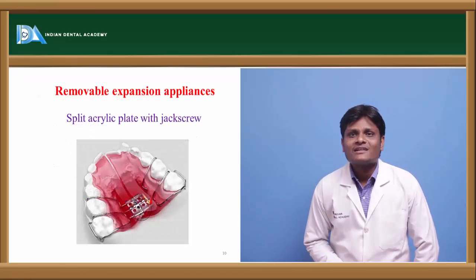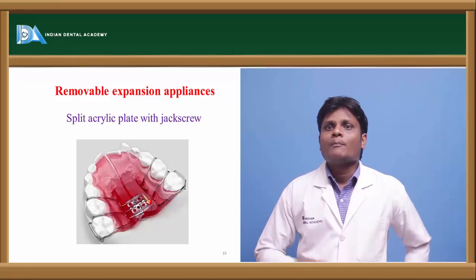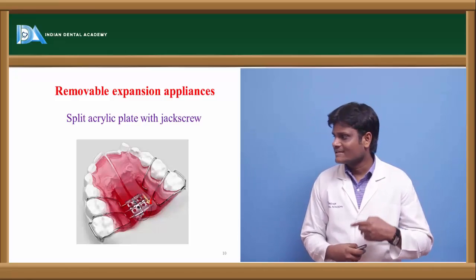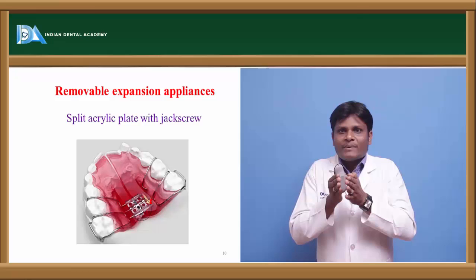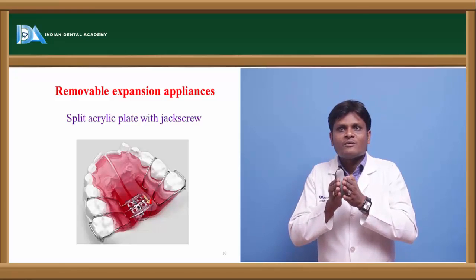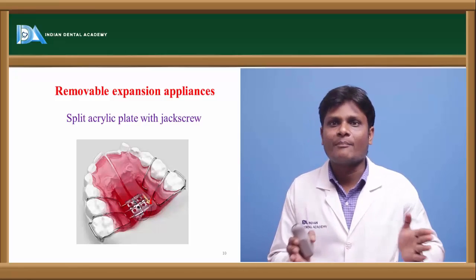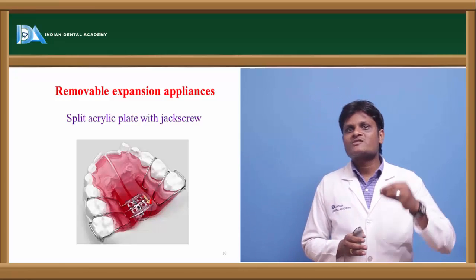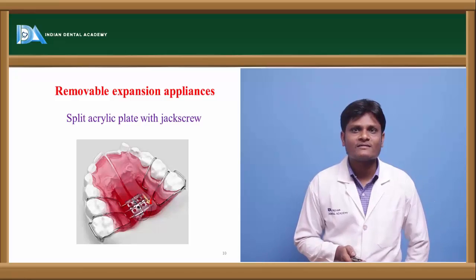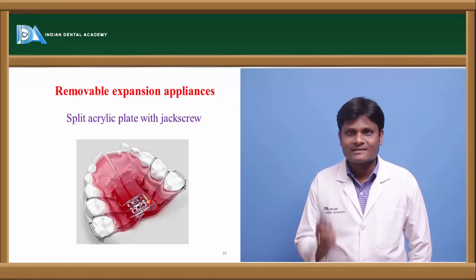This is a split acrylic plate with a jack screw. By sequential activation of the jack screw, the acrylic plate, which is split into two portions, will be moving outward, thereby pushing the maxillary teeth apart. Most of the time, the expansion that is achieved with the split acrylic plate is a dental type, not a skeletal type.